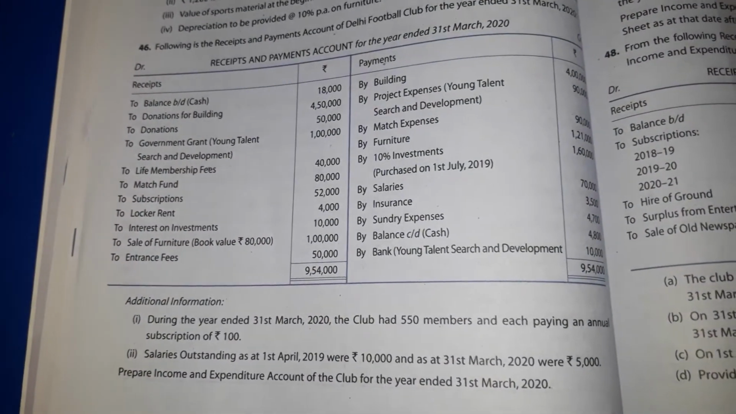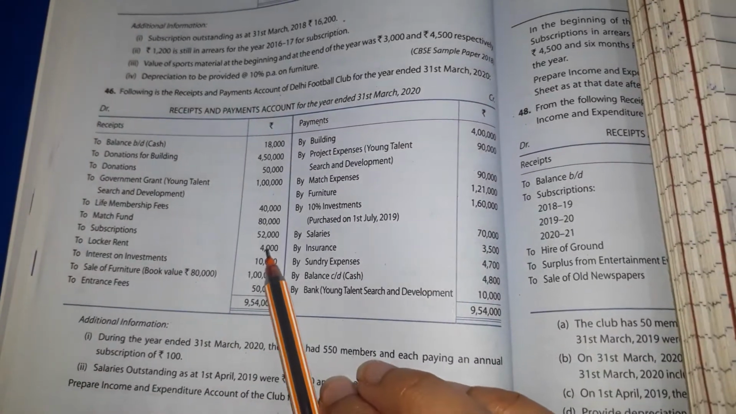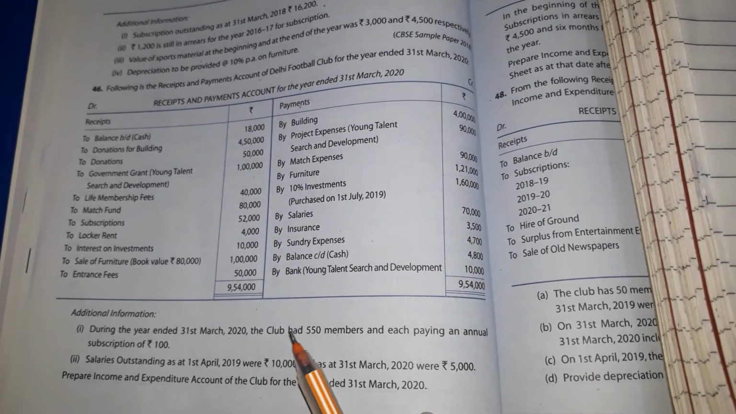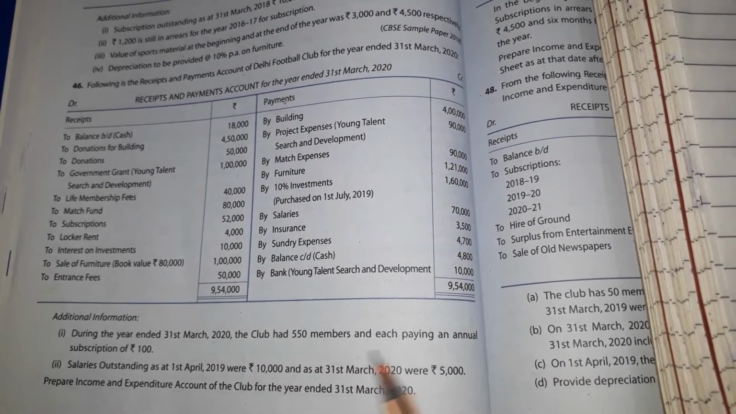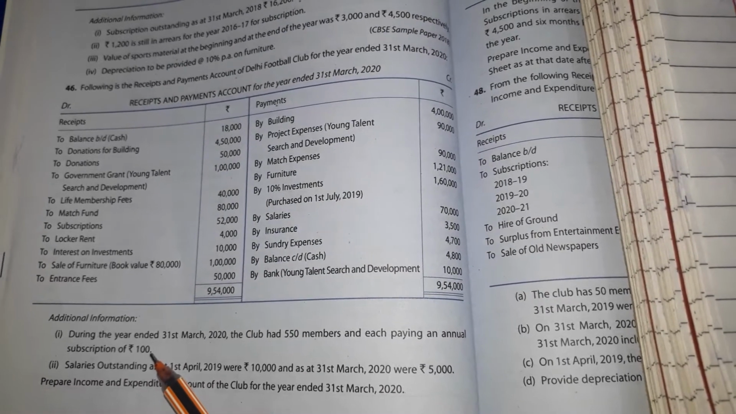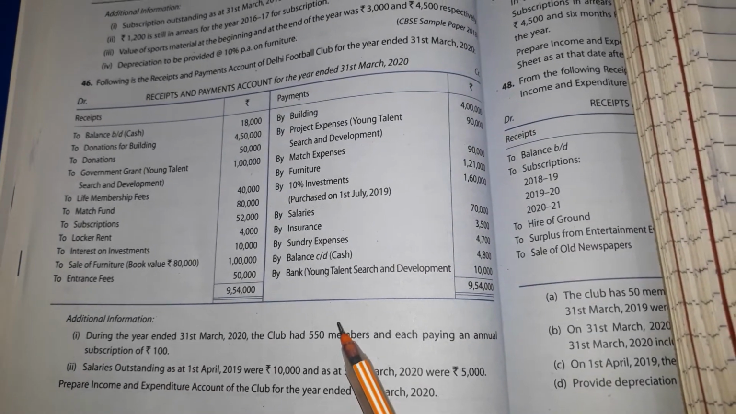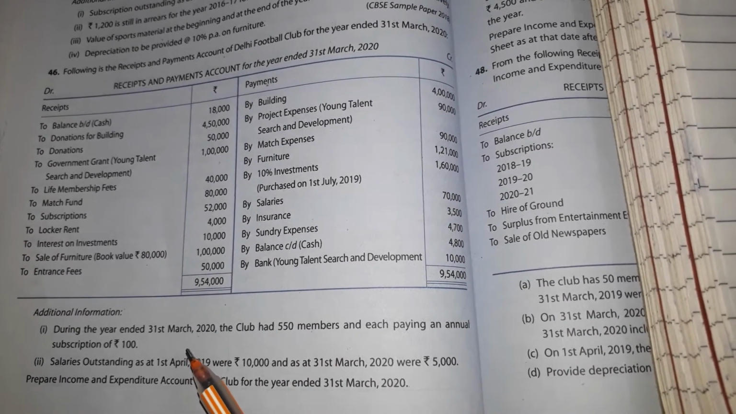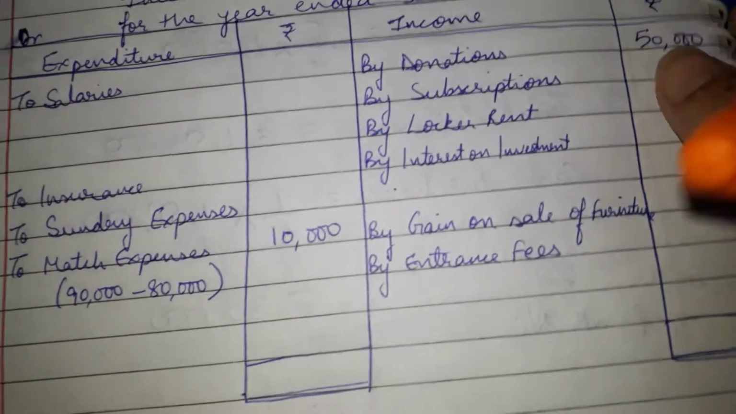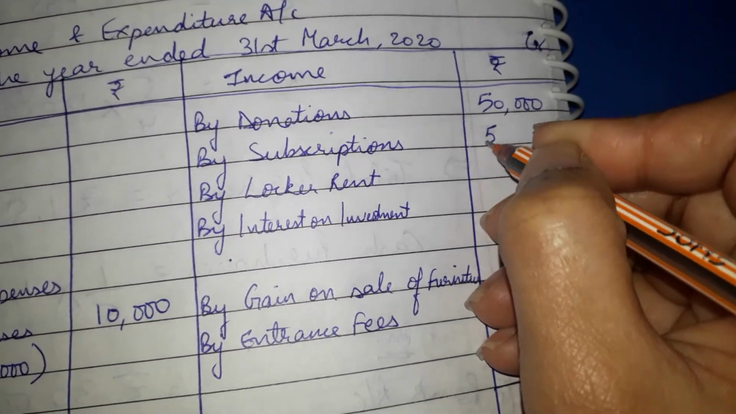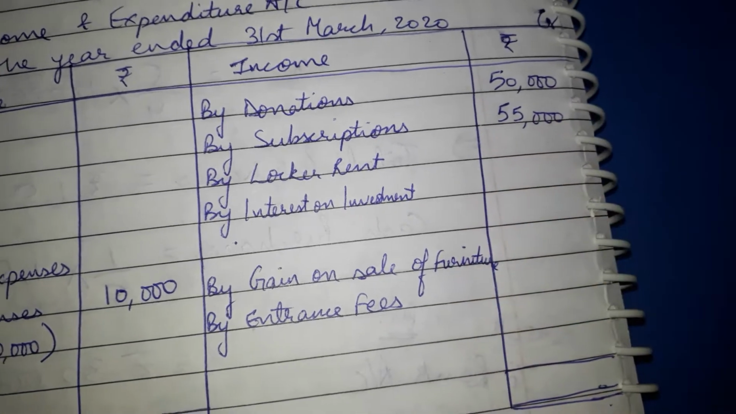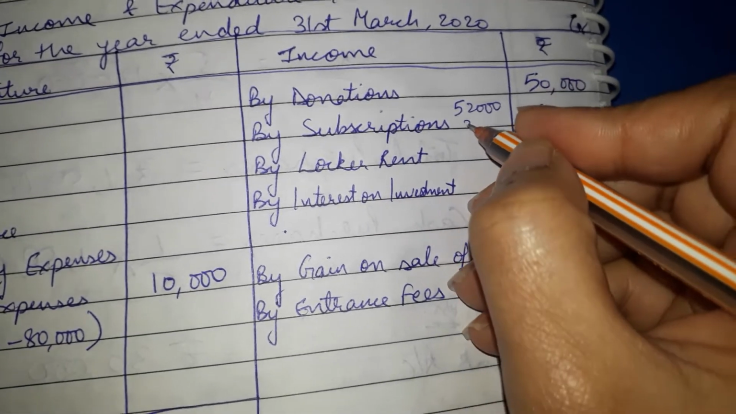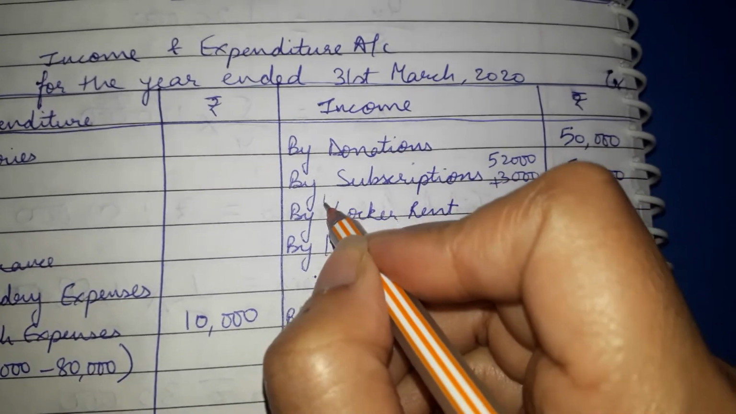Then next is subscriptions. Now with subscriptions we have an adjustment mentioned. The amount we have received is 52,000. The adjustment is that the club had 550 members, each paying an annual subscription of 100, which means that the total subscriptions receivable by the organization is 550 multiplied by 100, that is 55,000. So on the income side we will mention 55,000 as the amount of subscriptions which is receivable by us, out of which we have received only 52,000, which means that 3,000 is outstanding subscription.